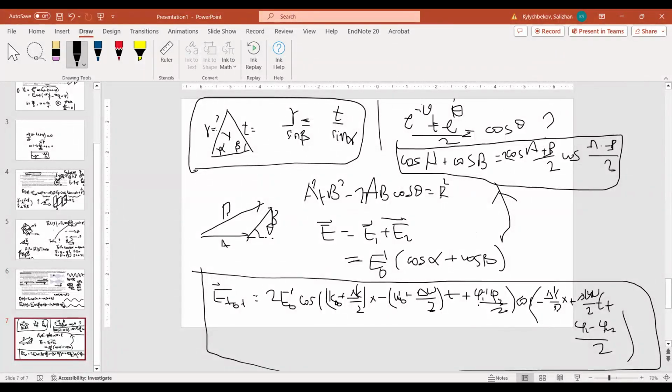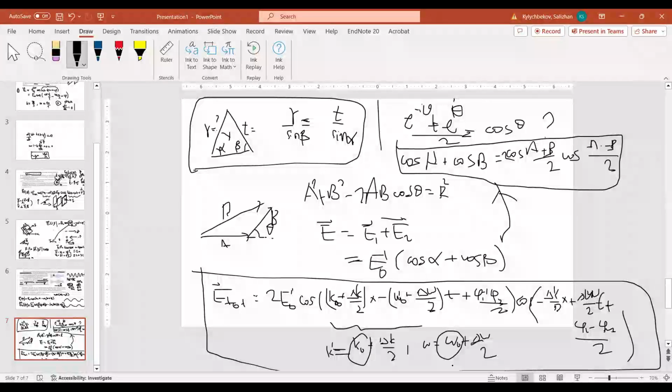How do you analyze? The first cosine. First of all, both of them are propagating. This is with a new k, k prime, which is (k0 plus delta k) divided by 2, and the new omega is (omega 0 plus delta omega) divided by 2. So if the deltas are small, it moves with the initial frequency and initial wave number.